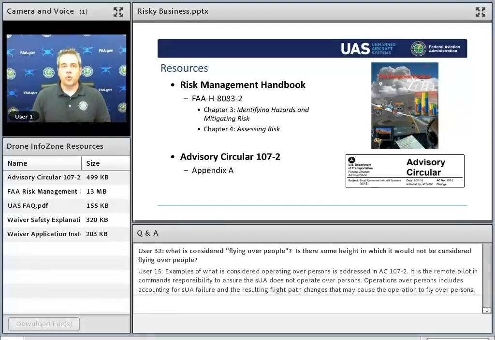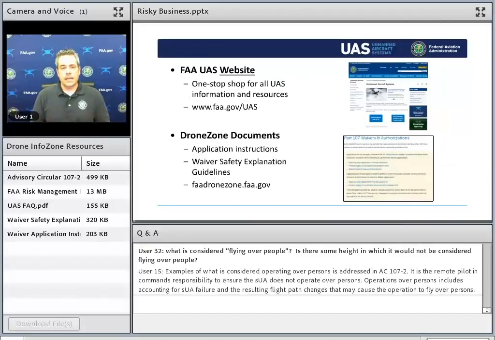There are plenty of tools out there to help you. That's the good news. The first one we talked about earlier is the Risk Management Handbook. If you don't necessarily want to read the entire handbook, I understand, but focus on chapters 3 and 4. That is what's really going to help you, especially with today's topic. Chapter 3 is identifying hazards and mitigating risk. Chapter 4 is assessing risk. That's really good information in that book. We also have Advisory Circular 107-2, and in Appendix A, there's a lot of information as well, very specific to UAS operations to help you with risk assessments.